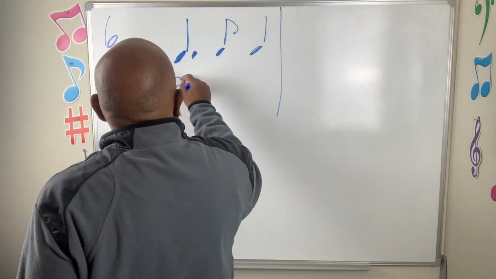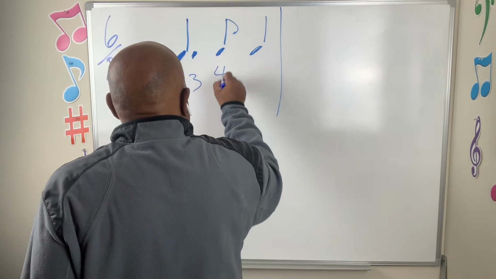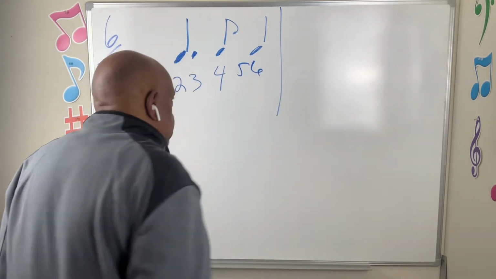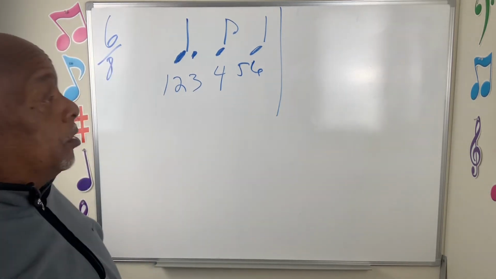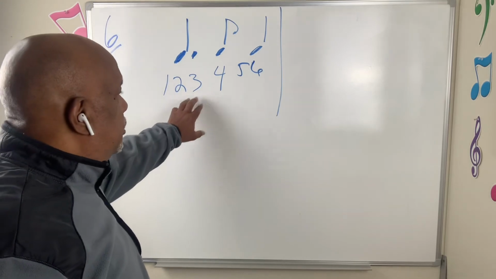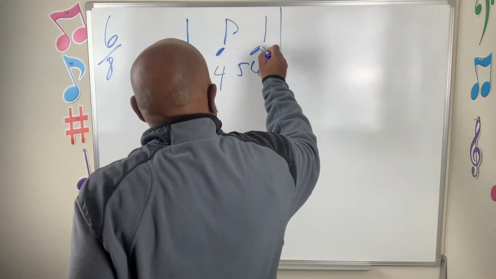1, 2, 3. The eighth note gets what? 1. 1, 2, 3, 4. The quarter note gets 2 beats. 5, 6. So there's still 1, 2, 3, 4, 5, 6. Okay, this is a quarter note.